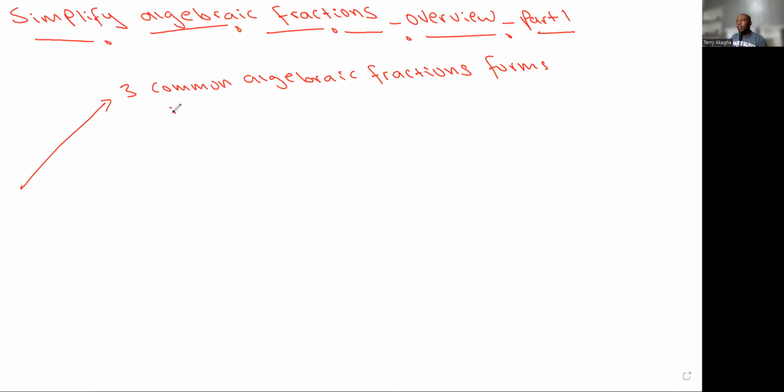It could be in the form of AB divided by A. It could be in the form of A plus B, divided by A. And also it could be in the form of A plus AB divided by A. Usually these are the most common forms of algebraic fraction you will encounter.